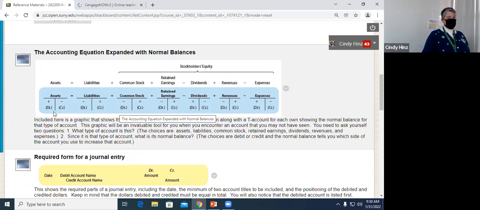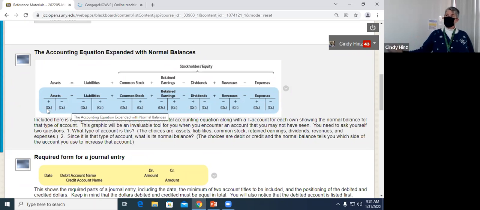Now what I want you to focus on that's new this chapter is what you see underneath the T. So you see the labeling, debit, credit, all the way across, debit on the left, credit on the right. What I want you to focus on now though is the plus and the minus. So each one of these accounts has a plus on one side and a minus on the other side. The side that has the plus sign is referred to as that account type's normal balance. It's the side of the account we use to increase that account.